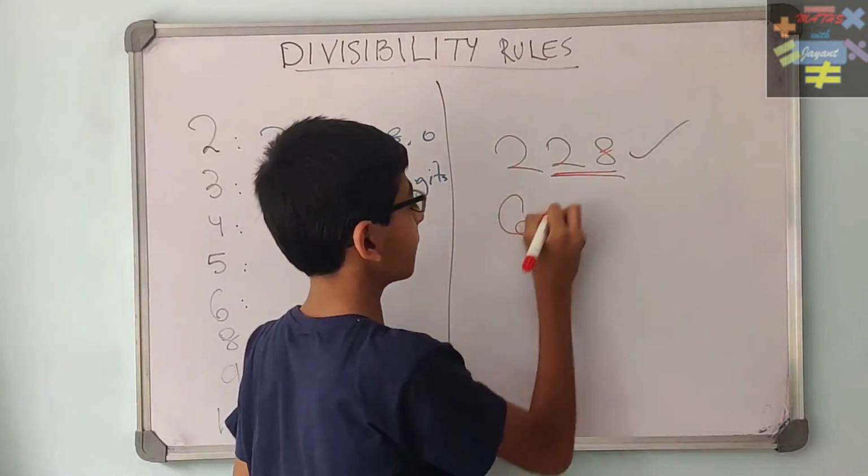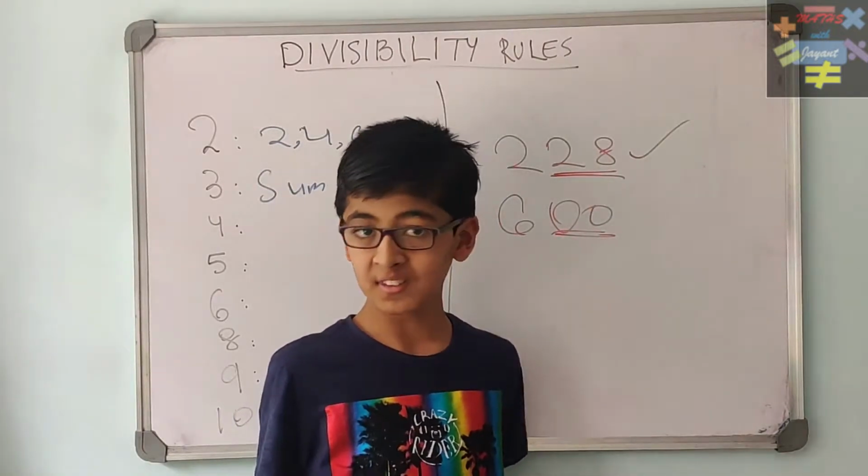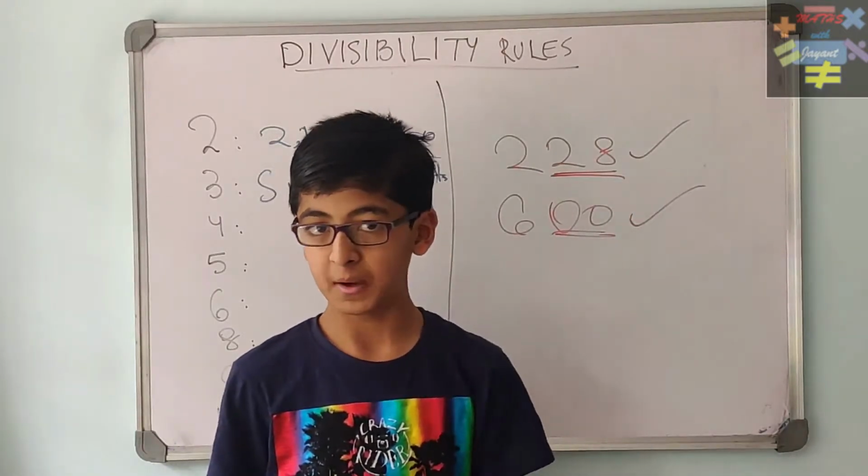Now suppose the number is 600. The last 2 digits turn out to be zeros. What should we do in this case? If they are zeros, then also the number will be perfectly divisible by 4.